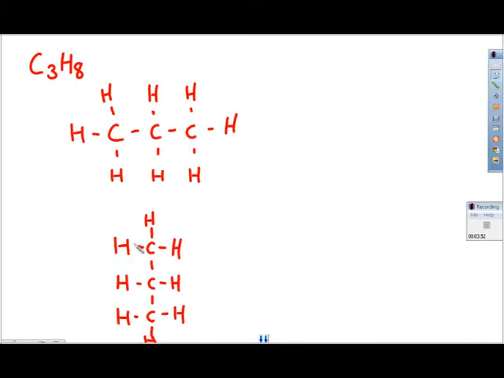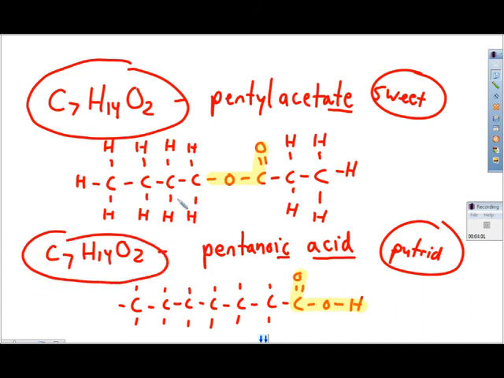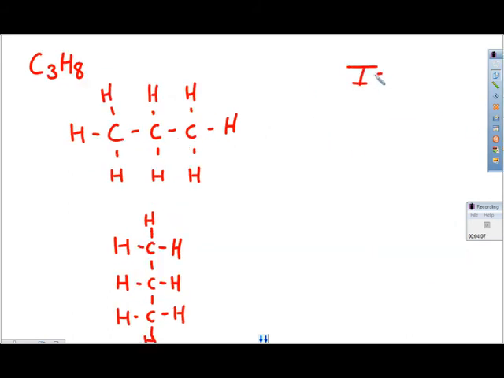Alright, finally, we have a new vocab word. These 2 things here, because they both have the same formula, C7H14O2, but they have different shapes, different structural formulas, these are what we call isomers. That's the vocab word, biggest word in Lesson 2, isomers. Things that have the same formula but different shapes, different structures.